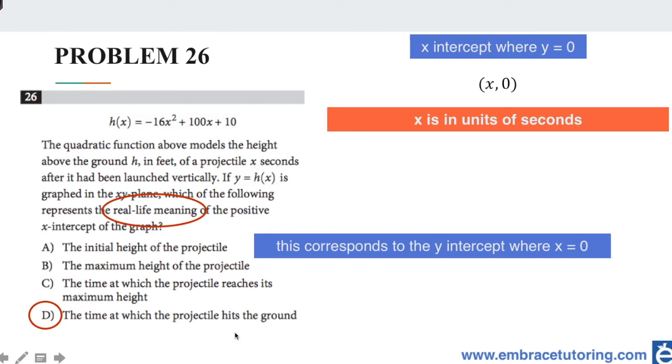So the projectile is going to go up in the air, and essentially it's going to come down at a certain time, and 0 will be the height because now it is on the ground and is no longer above the ground. So D is going to be your best answer for number 26.